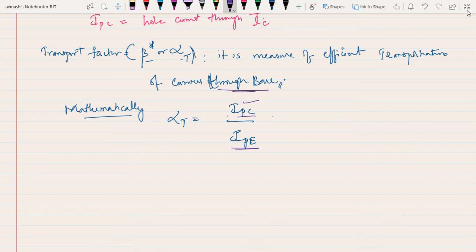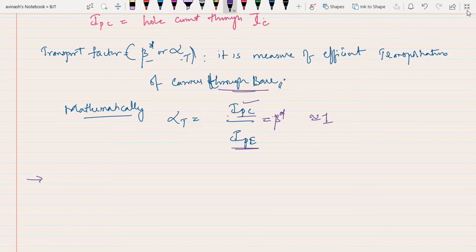So let me rewrite here. This alpha T or beta star approaches 1, not less than 1. So if the base width of the transistor is much less than the diffusion length, then beta star will approach 1. Now in the same way we can write some more points here.